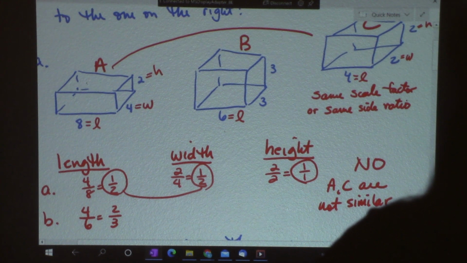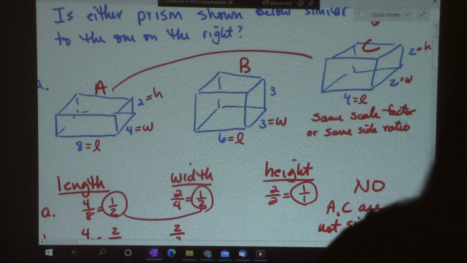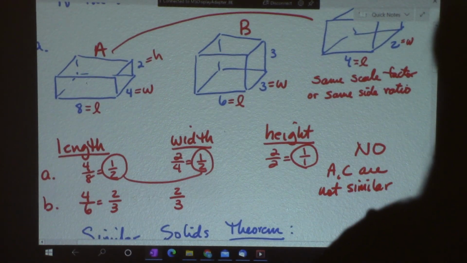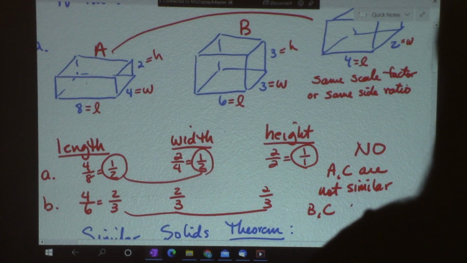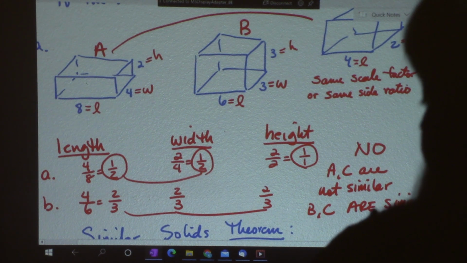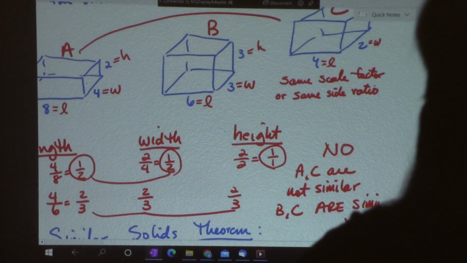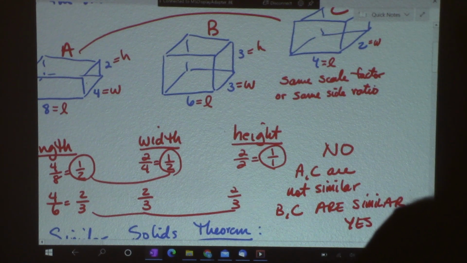The width is 2, and the width here is 3. So that's going to be 2/3. So far we're the same. And then the height here is going to be 2. And here is the height on this one, and that is 2/3. And you can see all three of these are the same. So we would say B and C are similar. So the answer to those two is yes. Okay? That's not well written. Let's try that again. All right, so you get the idea.